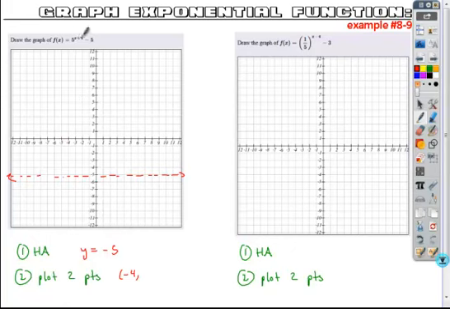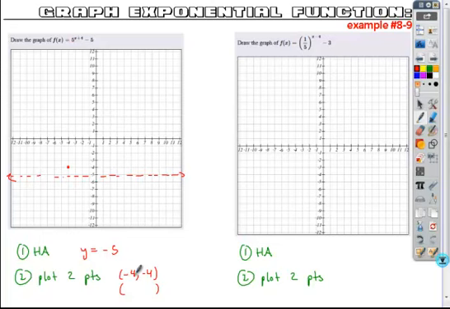And when x is -4, 5 to the 0 is 1, minus 5 is -4. So there's our first point: -4, -4. Right, now, to find our second point, we're going to either move to the left or to the right based on whether we're looking at a base that's greater than 1 or less than 1. 5 is greater, so we're going to move to the right.